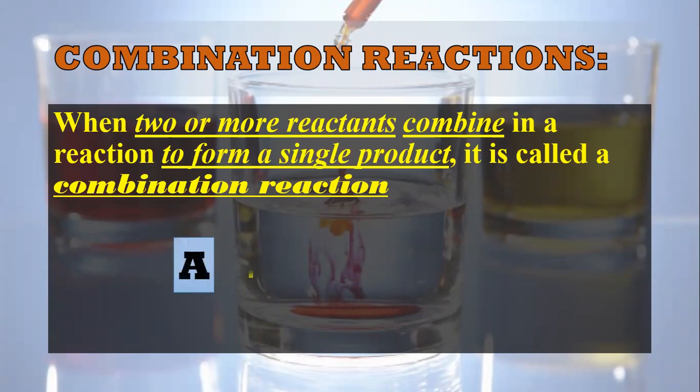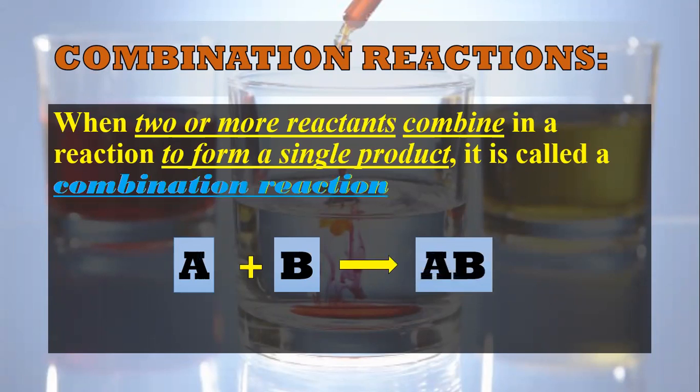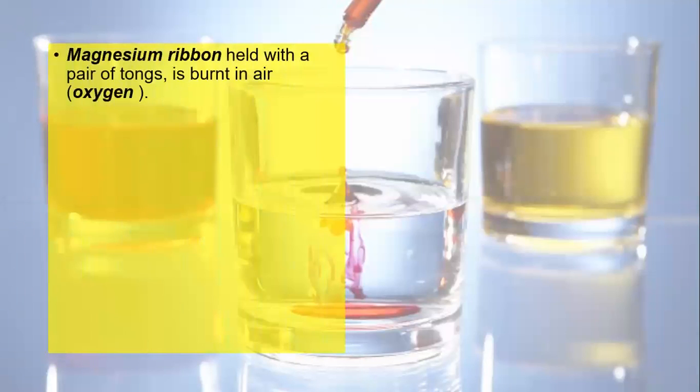combination reaction. For example, here we have two reactants A and B. When these two reactants combine to give us only a single product, which is AB, such reactions are called combination reactions. In short, what you have to remember is two or more reactants combine to give us a single product, that is combination. Let's see one example over here.